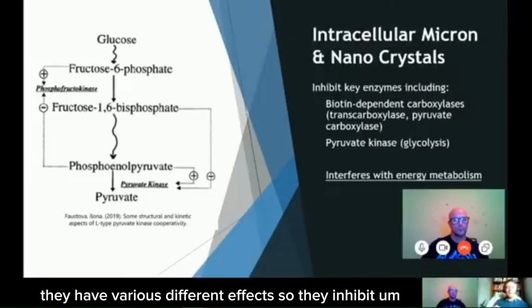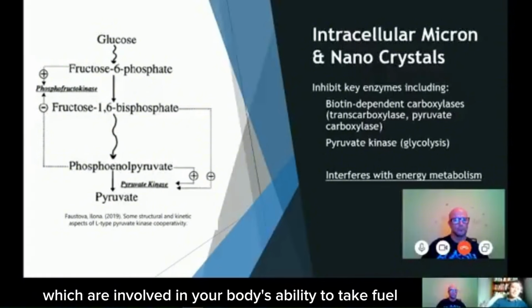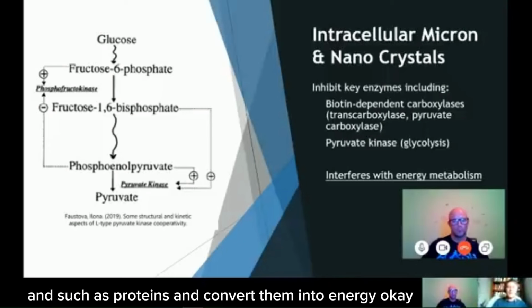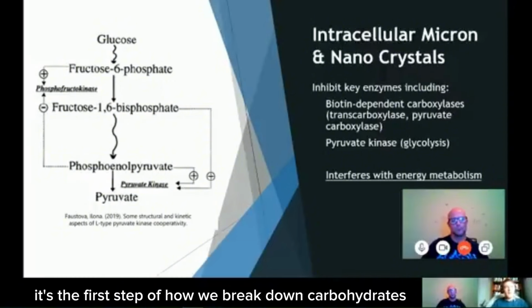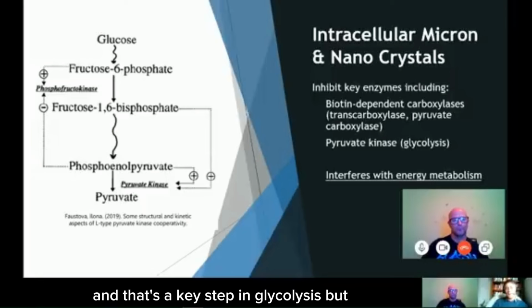So they inhibit certain enzymes which are involved in your body's ability to take fuel, such as carbohydrates, fats, and proteins, and convert them into energy. There's a step referred to as glycolysis. It's the first step of how we break down carbohydrates. And there's an enzyme called pyruvate kinase, and that's a key step in glycolysis. But this is inhibited by oxalate.